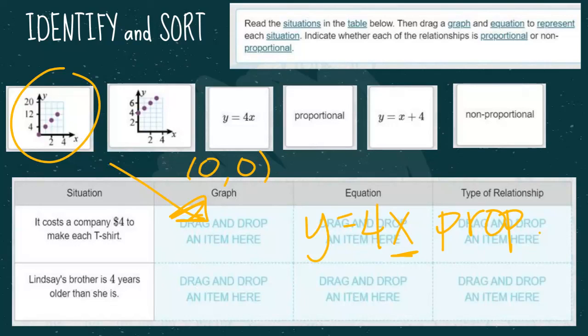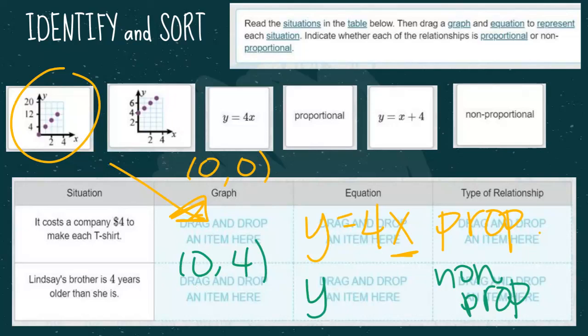Now, Lindsay's brother is 4 years older than she is. Well, if Lindsay is 0, then her brother has to be 4. So that's not the origin. So this is non-proportional. And I can find Lindsay's brother's age, which is y, by taking Lindsay's age, x, and adding 4. Which means it matches this graph right here.